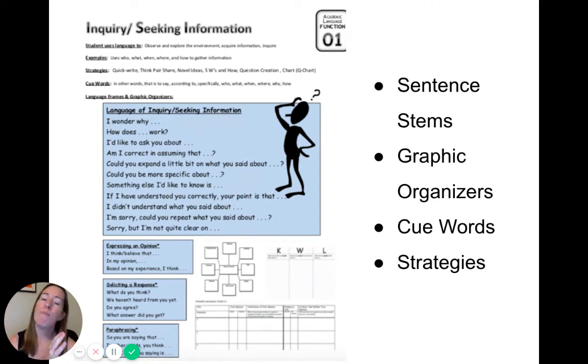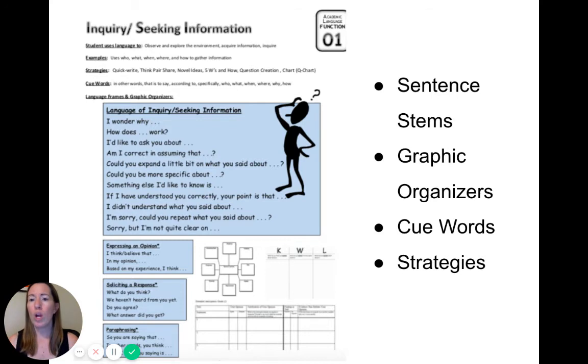You're going to see example graphic organizers like the KWL chart in the bottom right-hand corner. Those graphic organizers are going to promote this language function. So if I want my students to use the language of inquiry, this could be a graphic organizer I could use to help them do that.